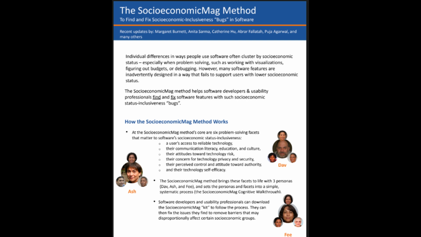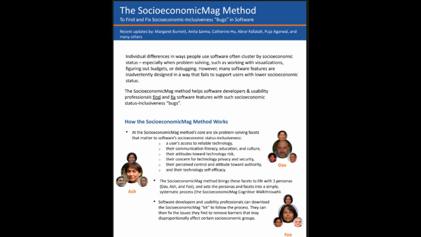So, as was also true with Gender Mag, at the socioeconomic method's core are these facets that relate to the way people go about problem solving, especially with technology. And they're not the same facets, or most of them aren't, as the ones you're used to with Gender Mag, because these facets were specifically chosen from the literature because they tend to statistically cluster by socioeconomic status. So that's why these 6 and not all the bazillion other ones that also could have been included.